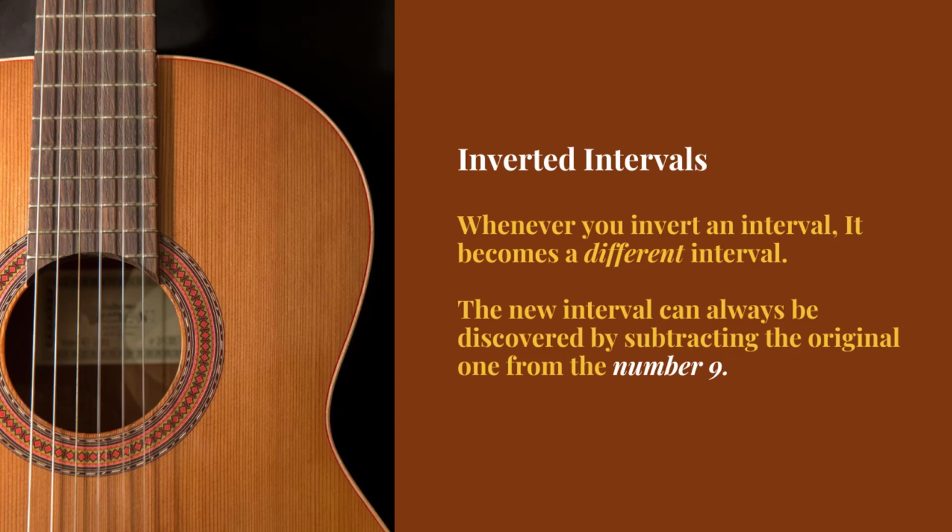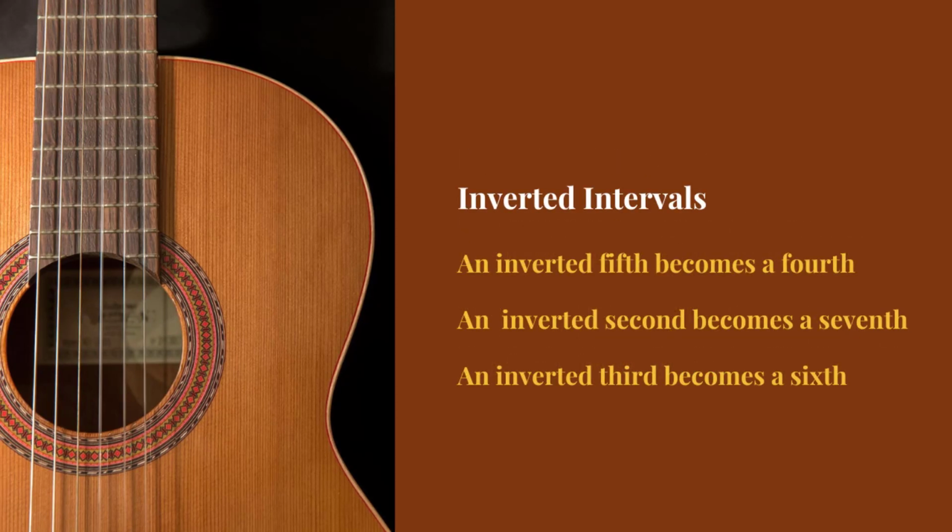In other words, if I'm wanting to find out what happens when I invert a fifth, we take the number 5 away from the number 9. So when I invert a fifth, when I turn an interval of a fifth upside down, it becomes a fourth. This is true with all the intervals. For example, if I inverted a second, it becomes a seventh. That's taking 2 away from 9. And one more example, if I inverted a third, it becomes a sixth.